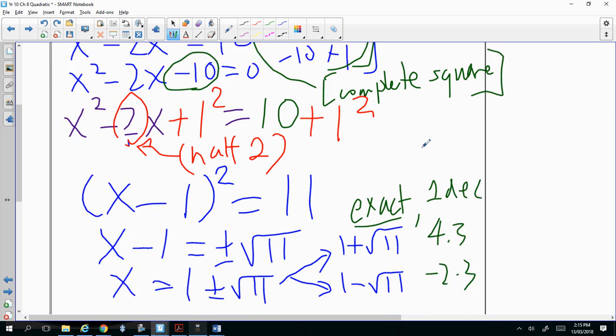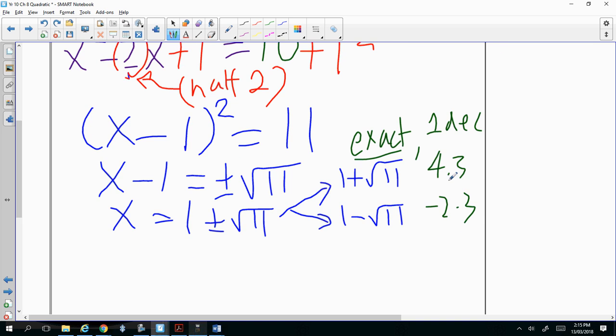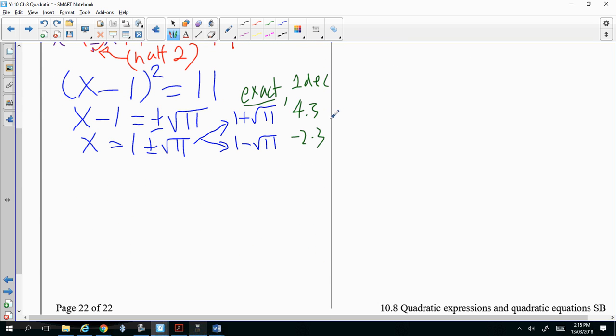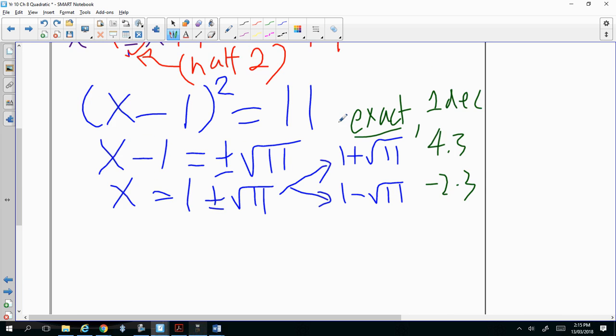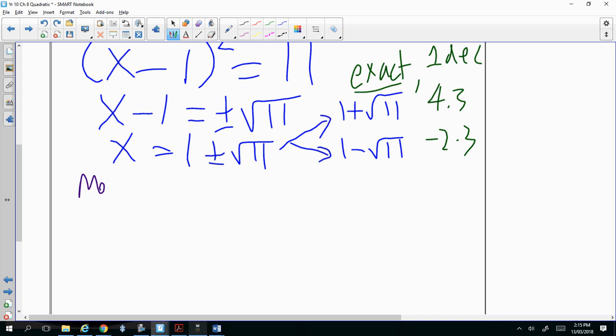You may wonder, how come we don't use the formula? Let's use the formula to solve it and see if it's quicker. So method 2 is to solve with the formula. The question was x squared minus 2x minus 10 equal to 0.